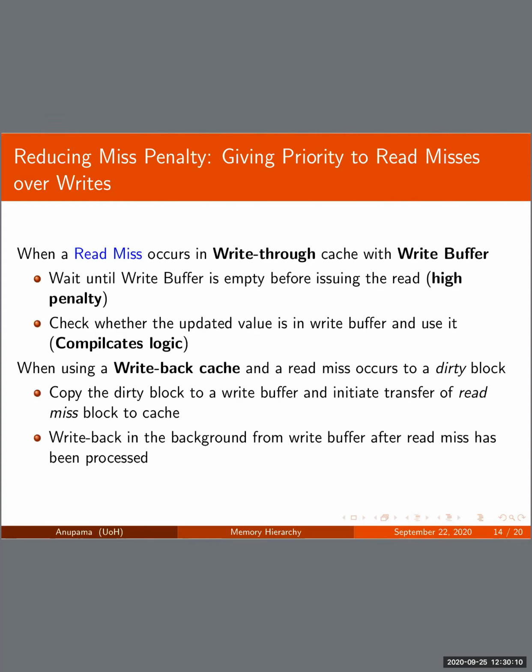Another method of doing it is to write the dirty block into the write buffer, bring in the read block, issue the read to the processor, and let the write happen in the background from the write buffer into the main memory. By this, you will reduce your miss penalty to only one access to the main memory before the read is actually issued to the processor. So that is one way of reducing miss penalty.